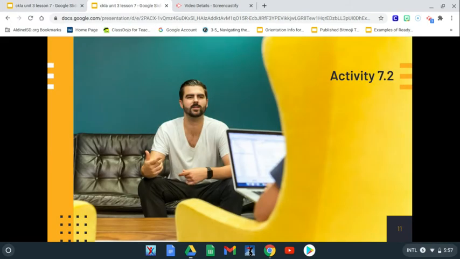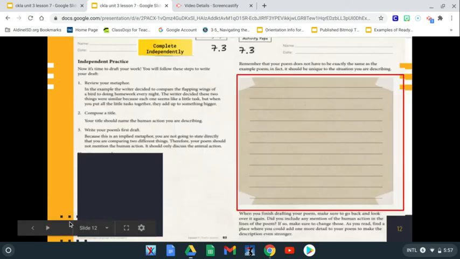So now we're going to go to our next activity, which is 7.3. So this is your independent practice. This is where we're going to put it all together, right, boys and girls? So we have our implied metaphor. We know what we're writing about. So now we're going to be able to draft our poem.